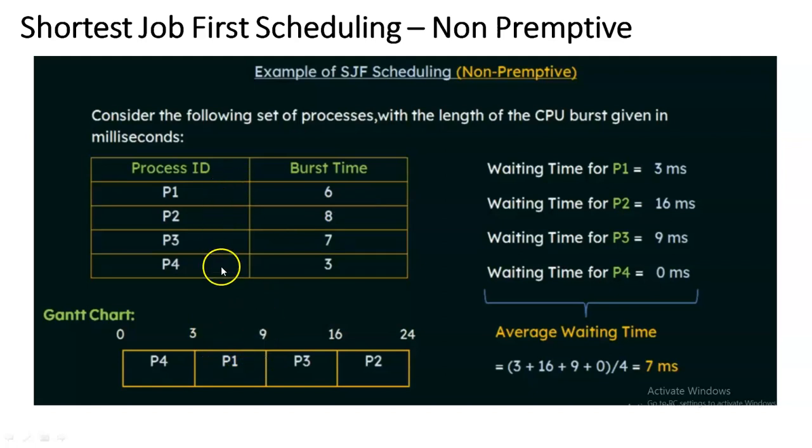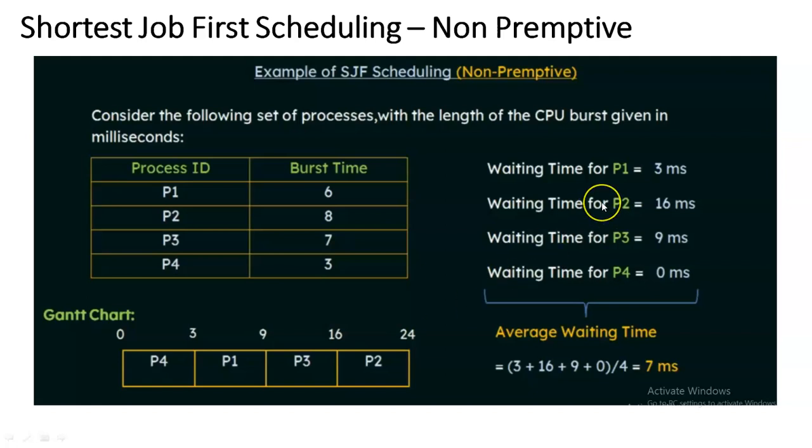So now P1 is completed, P4 is completed. The remaining processes are P2 and P3, 8 and 7. Comparatively, 7 is the shortest job. So after P1, P3 will be scheduled to the CPU. The starting time of P3 is 9. 9 plus burst time 7 is 16. So finally we are left with one process which is P2. P2 will be scheduled to the CPU at the unit time of 16. The burst time of P2 is 8. So 16 plus 8, the completion time of P2 is 24.